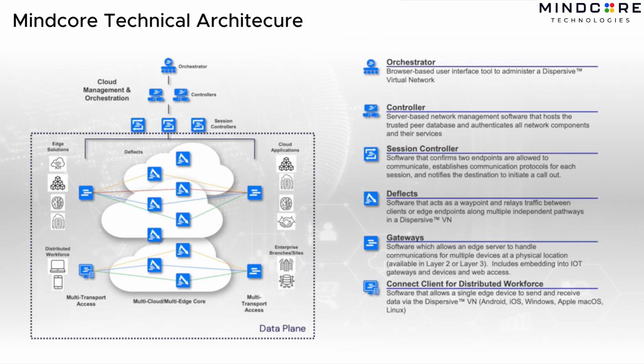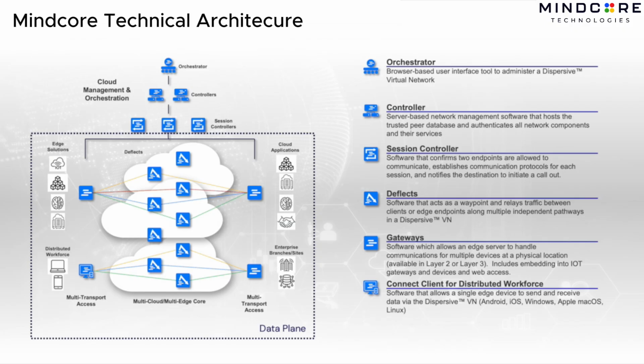It's important to note that this is a call-out architecture. The sender and receiver both call out and meet in the middle at the data deflects in the diagram. This means that the receiving end does not have to sit with open inbound firewall ports, which is another common place for malicious actors to attack.